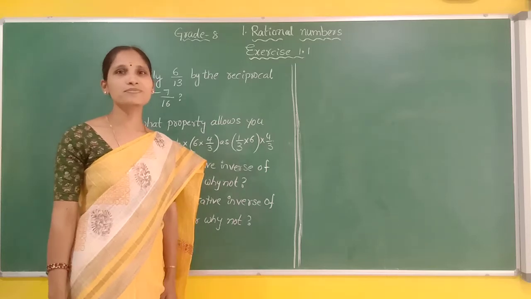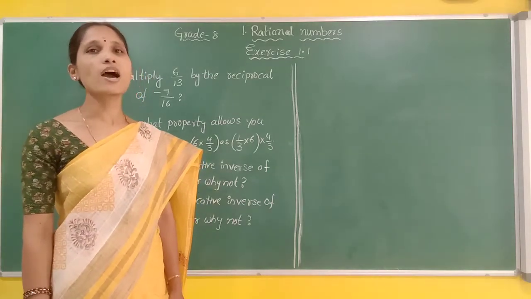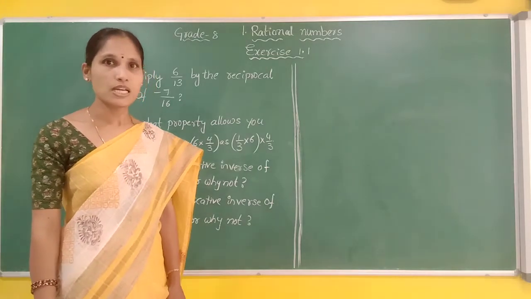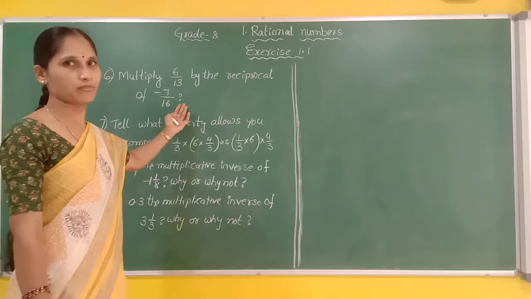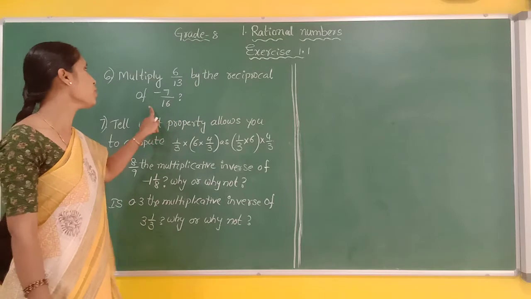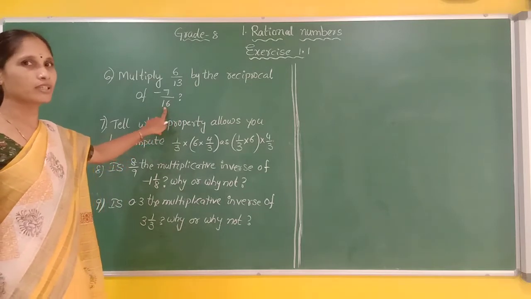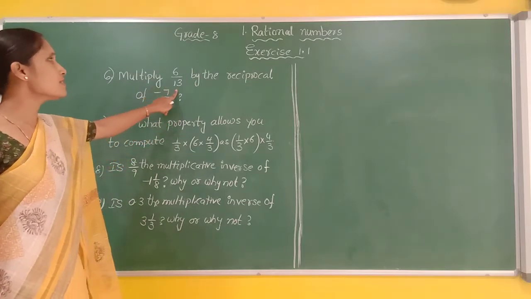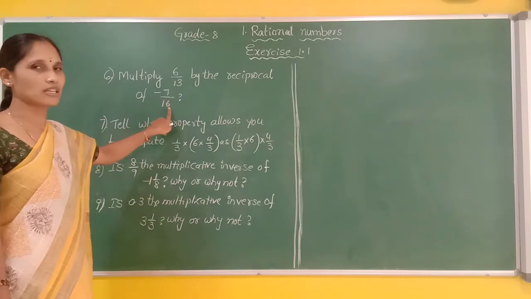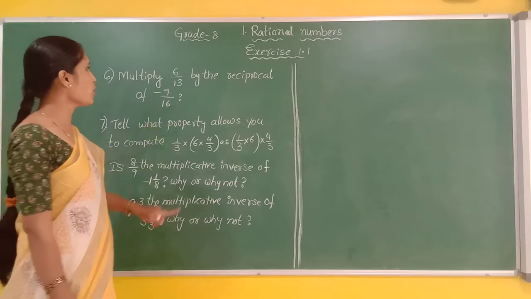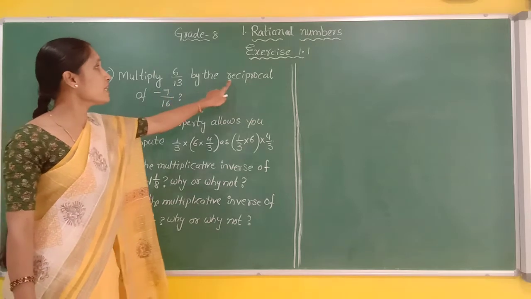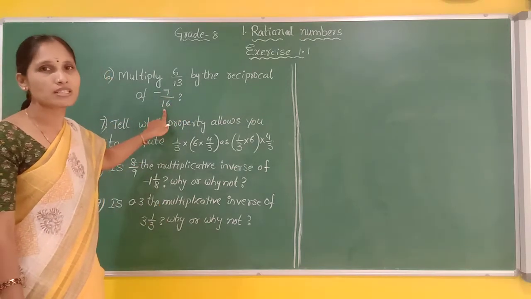Good morning children. In the last class we have completed the first 5 problems in exercise 1.1. Let's continue with another problem. The sixth question is: multiply 6 by 13 by the reciprocal of minus 7 by 16. Let's begin the problem.